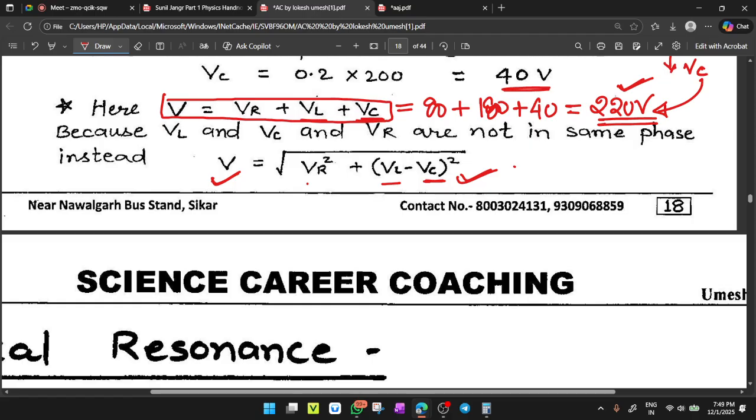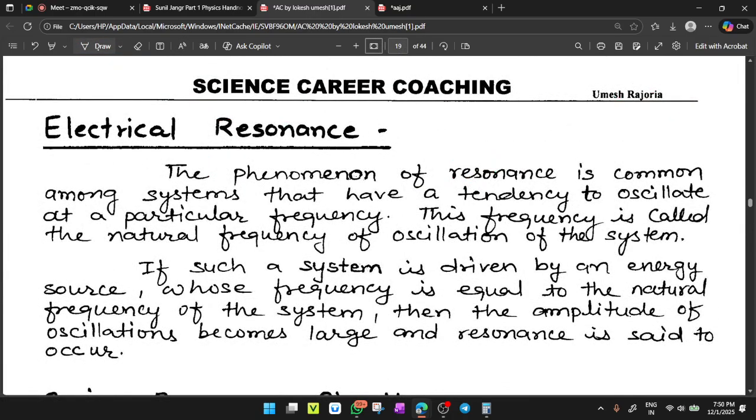Fine. Okay, student, our next topic is electrical resonance. Everyone wants to know what the phenomenon of resonance is. The phenomenon of resonance is common among systems that have a tendency to oscillate at a particular frequency. This frequency is called the natural frequency of oscillation of the system. So student, there are two frequencies. First, the oscillation frequency is called the natural frequency of oscillation. So this word is important.